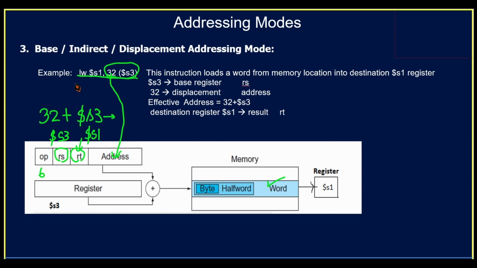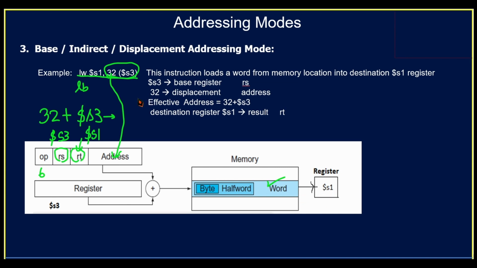If you use load half word, or if you use load byte, you can use the same instruction with LB. In that case, only one location will be accessed. That is called load byte. Only one byte will be taken from the memory, and that will be stored in $S1. So depending on load word or load byte or load half word, you will get 1 byte of data, or 2 bytes of data, or a 4-byte word. Anything will be taken from the memory and it will be stored in $S1.